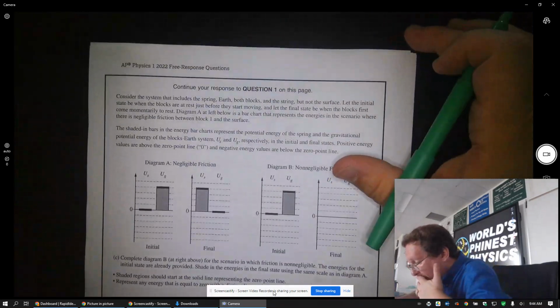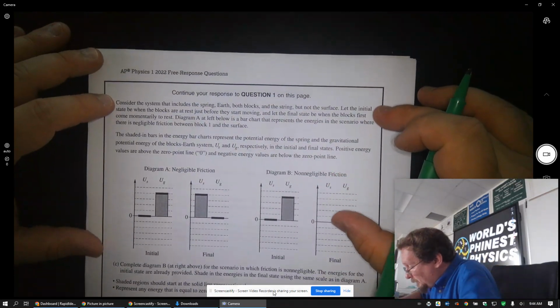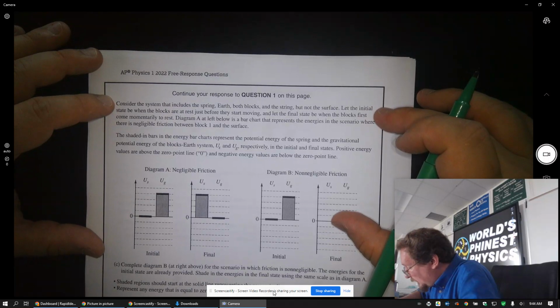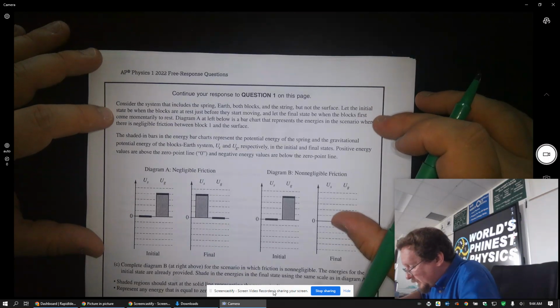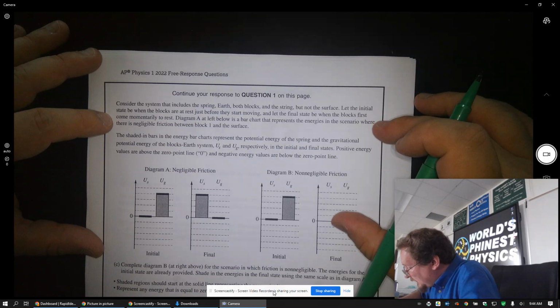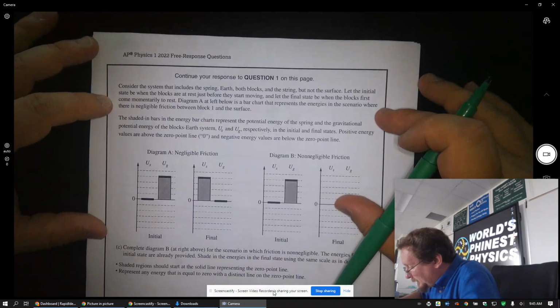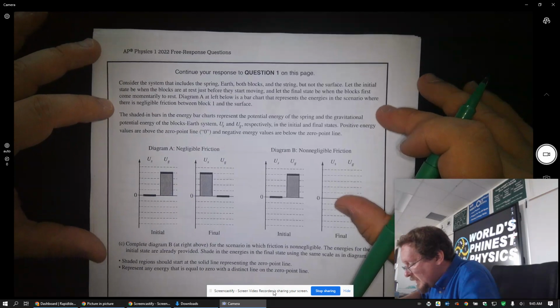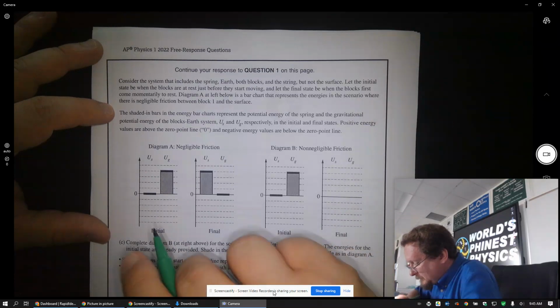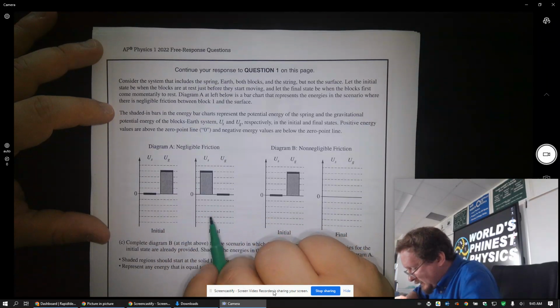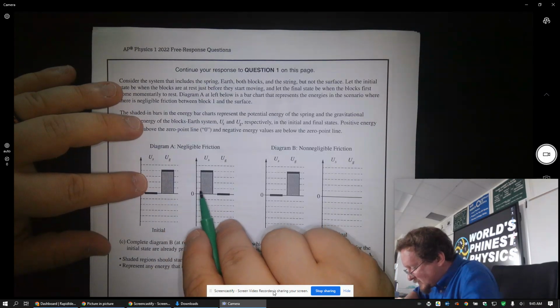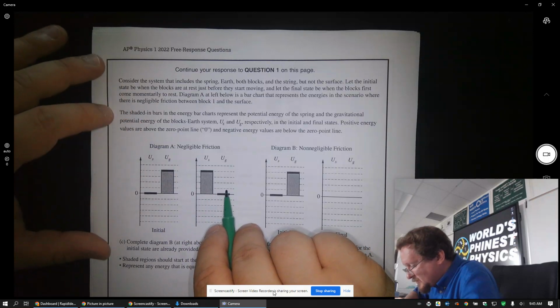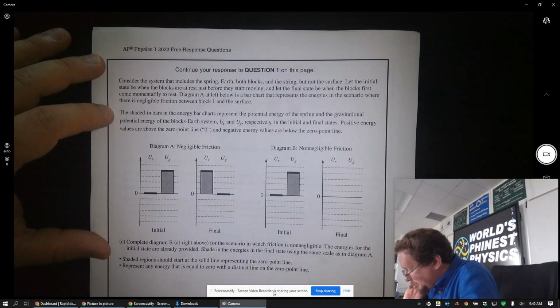Oh, it still goes. The system is the spring, the earth, both blocks, and the string, but not the surface. Let the initial state be when the blocks are at rest just before they start moving. The final state is when the blocks first come momentarily to rest. A is a bar chart that represents the energies in the scenario where there's negligible friction between block one and the surface. Okay, spring and gravitational energy. Okay, sure.